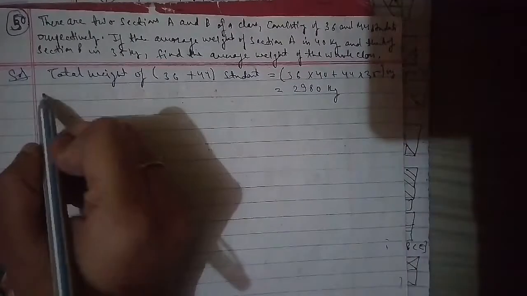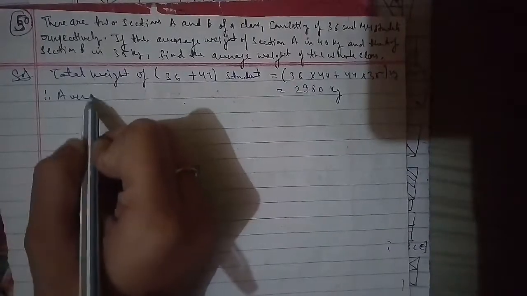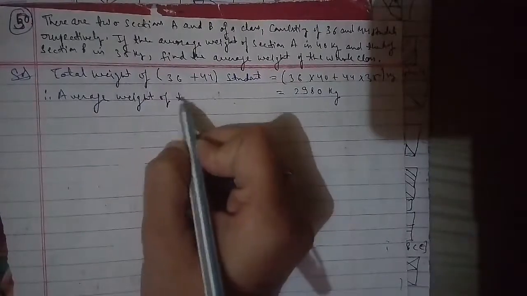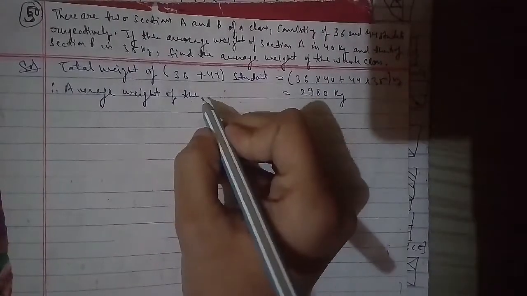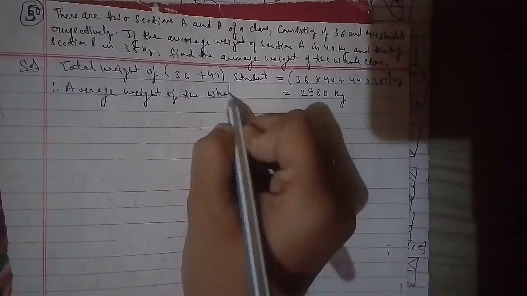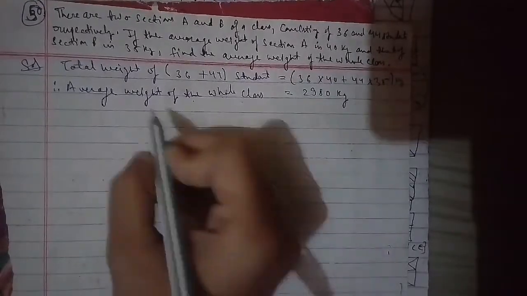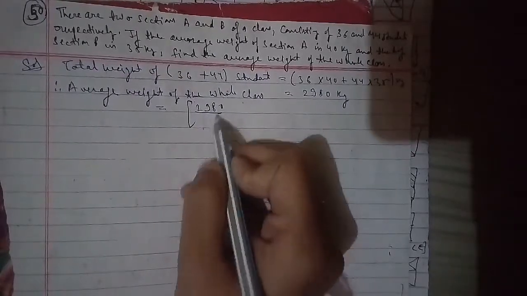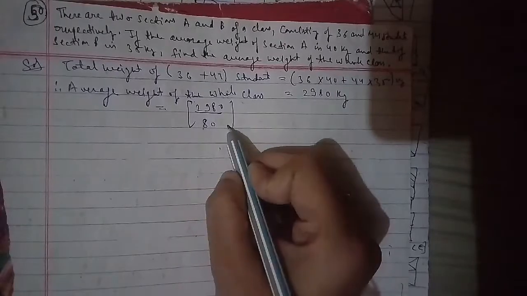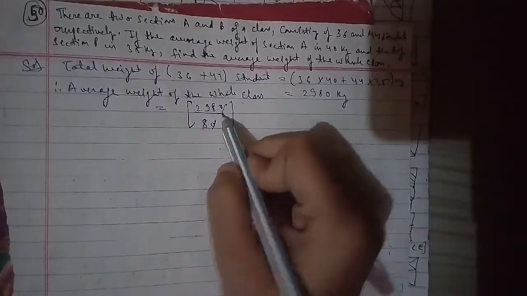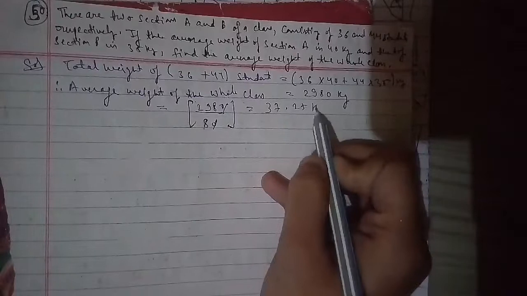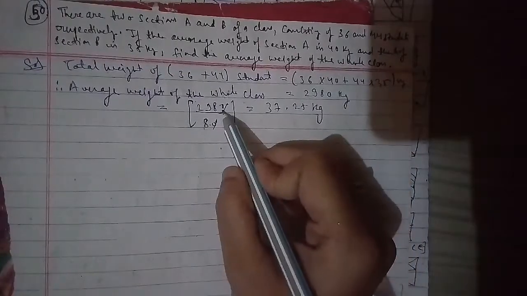For the average weight of the whole class, it equals 2980 upon 80. Here we will cancel out 0 and 0. We find it out as 37.25 kg, as we have to solve it here.